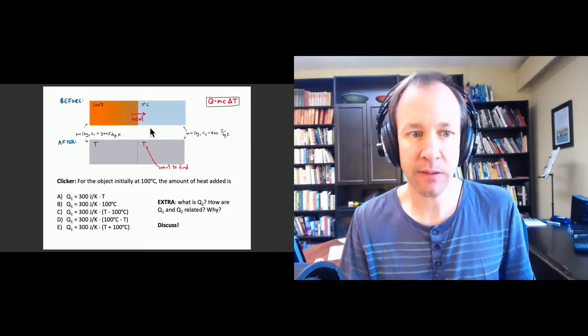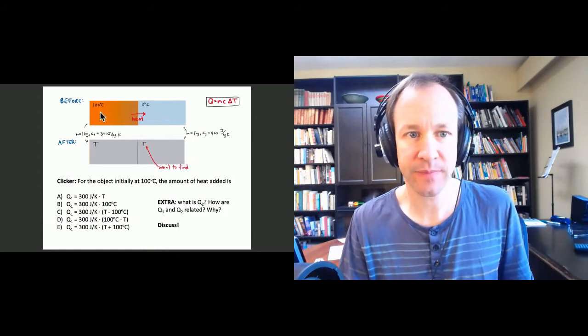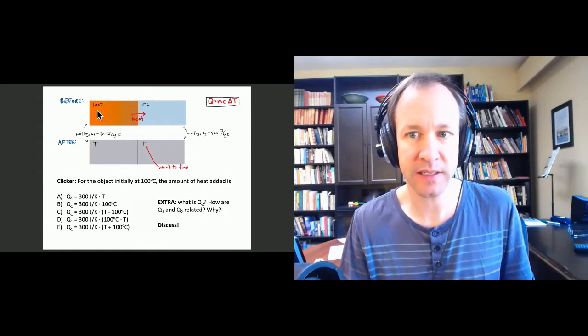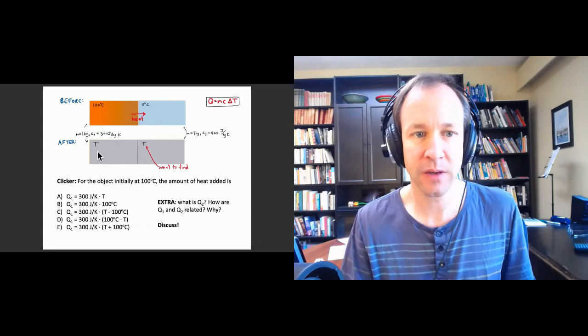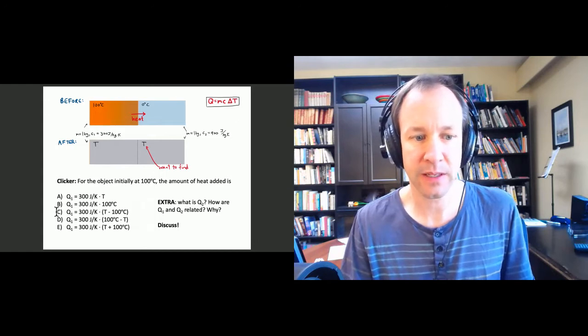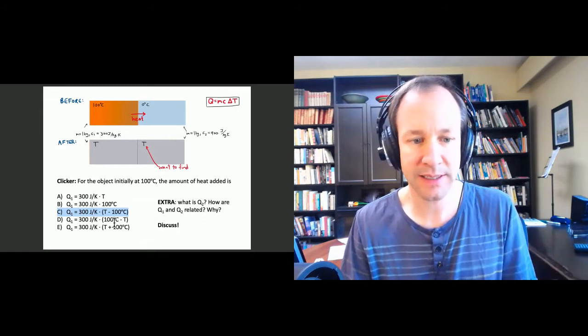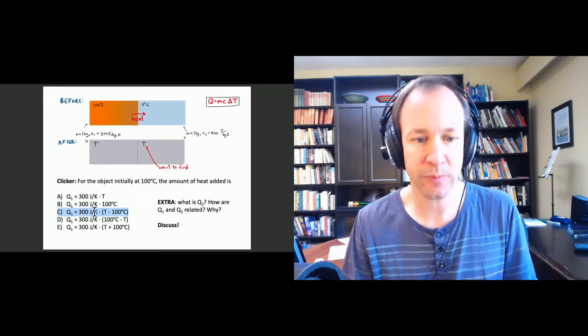And so for this problem, the temperature after was T, the temperature before was 100. And so our formula for heat for the first object is going to be Q equals M, which is 1 kilogram, C, which is 300 joules per kilogram per Kelvin, times delta T, which is T minus 100. Okay. So the answer for that question is C, Q1 equals 300 joules per Kelvin times T minus 100.